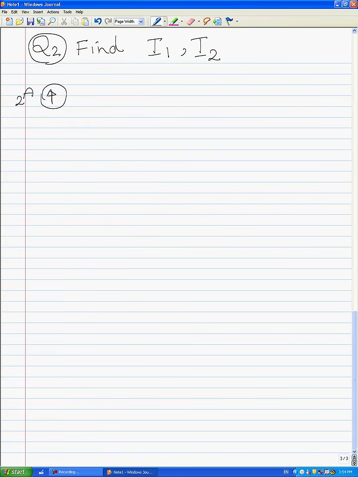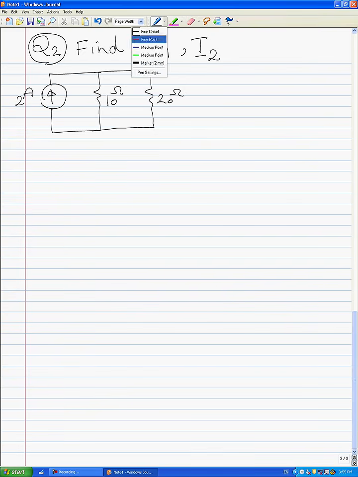Here we have 2 amps and 10 ohms here, and we have 20 ohms here. We want to find out current here I1 and current here I2.